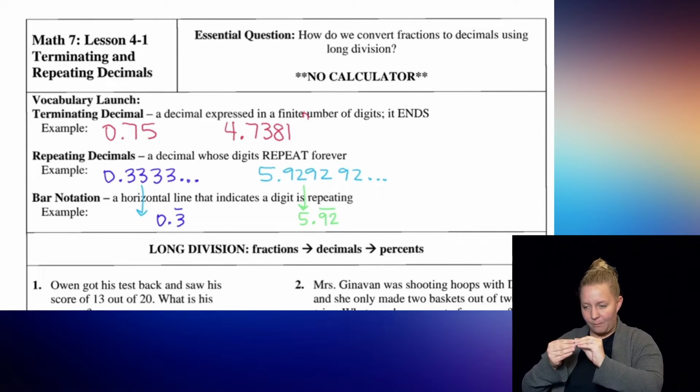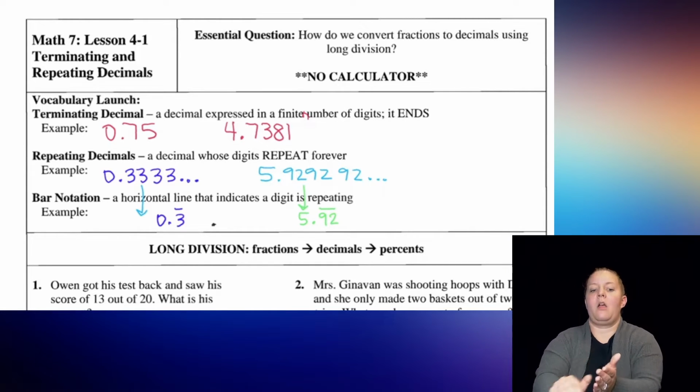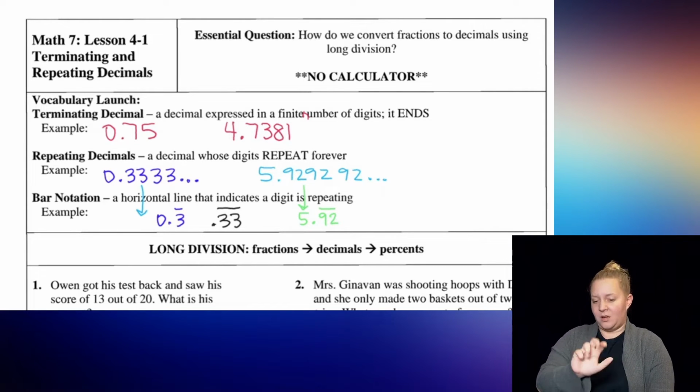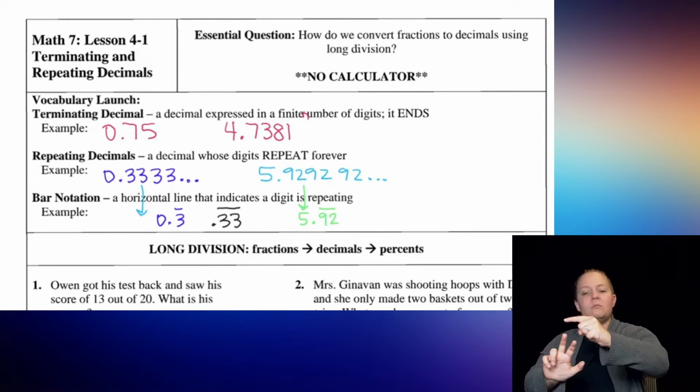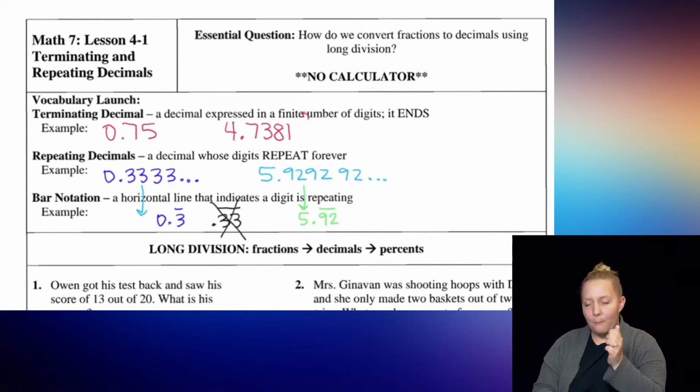For this first one, the 0.3 repeating, you are not going to put like 0.33 repeating, because it is just the 3 that's repeating. So it needs to be in simplest form of that 0.3 with the bar notation up above.